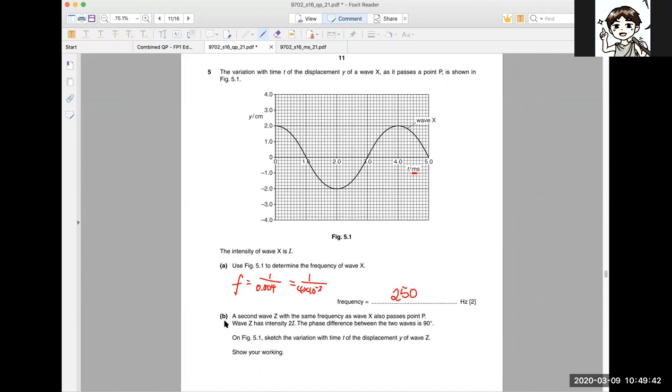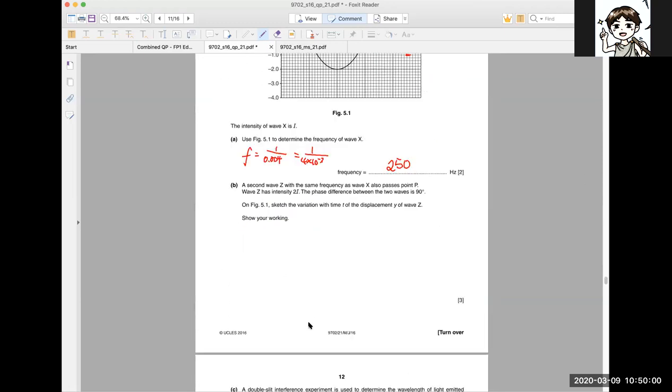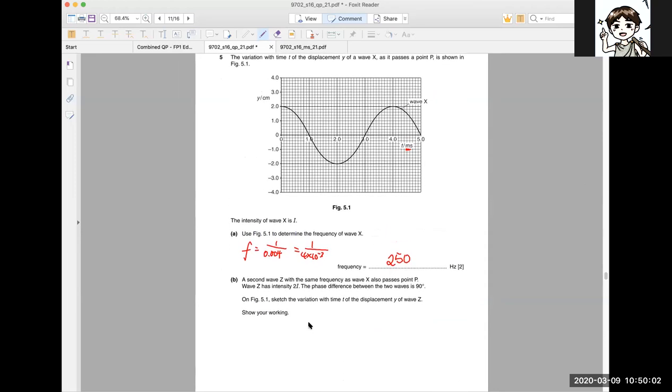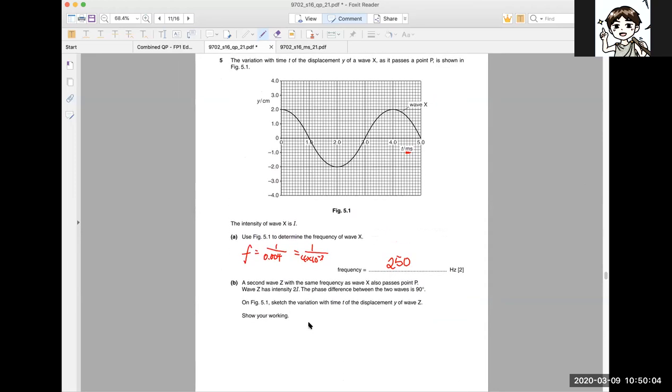Okay. Part B, second wave with the same frequency. Also pass the points. The phase difference is 90 degrees, and then Z has the intensity 2I. Only 3 marks. So first of all, what is the amplitude of the second wave Z?